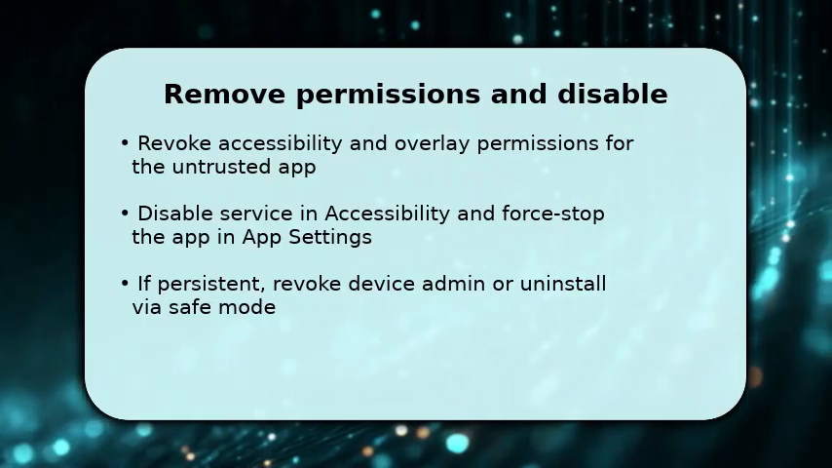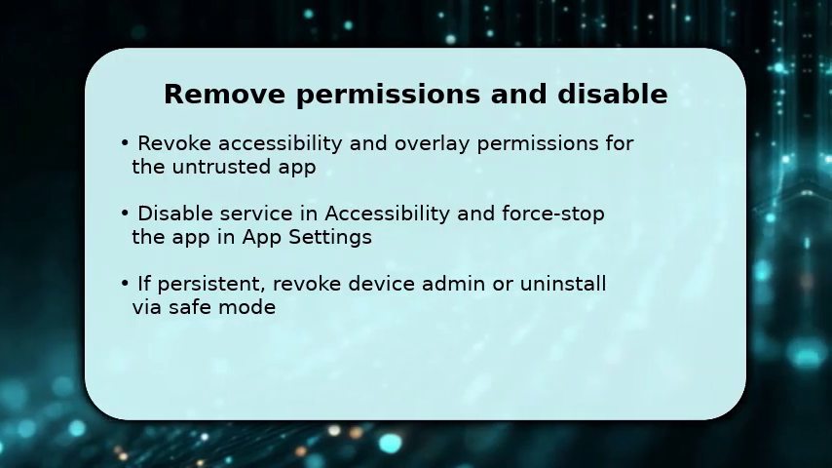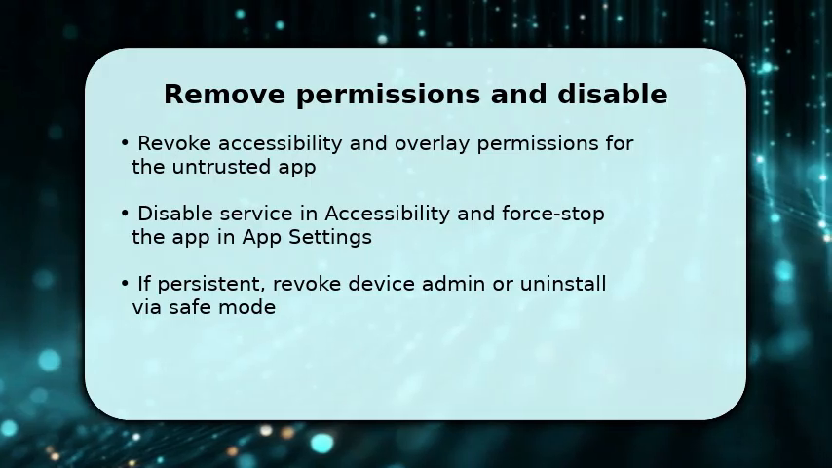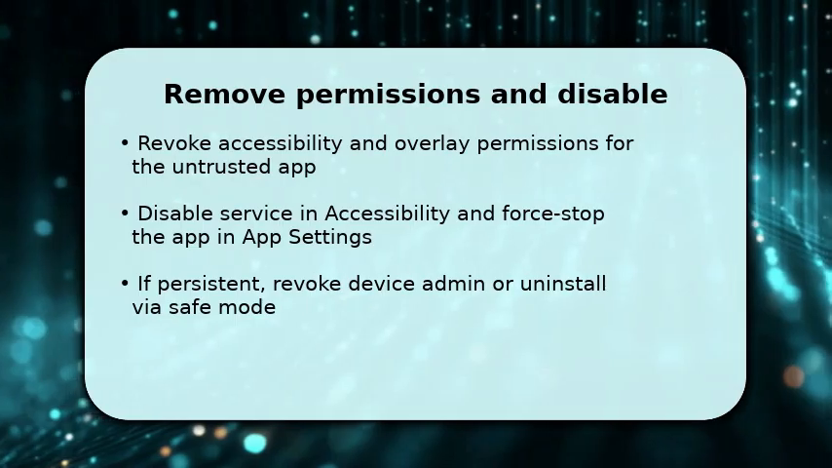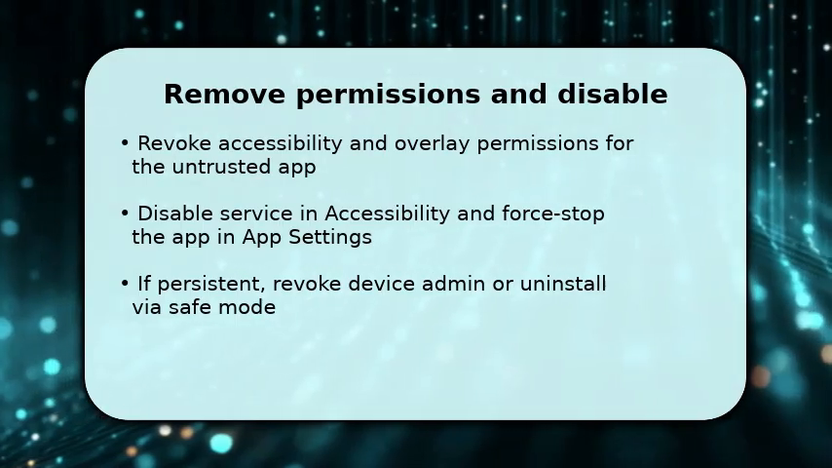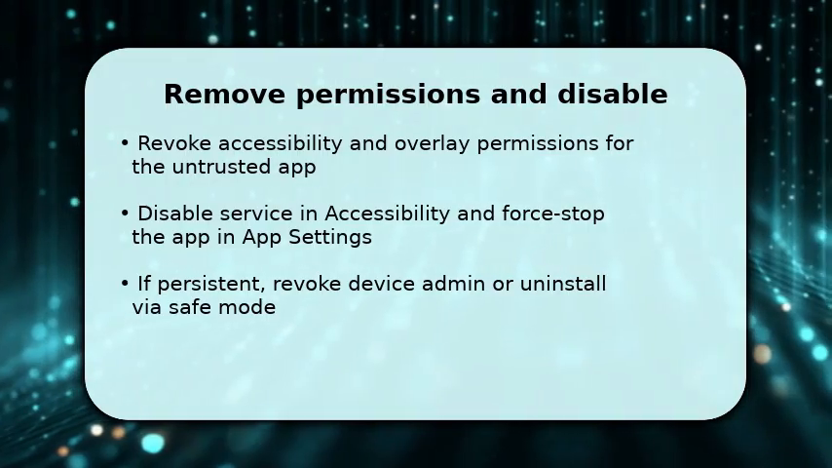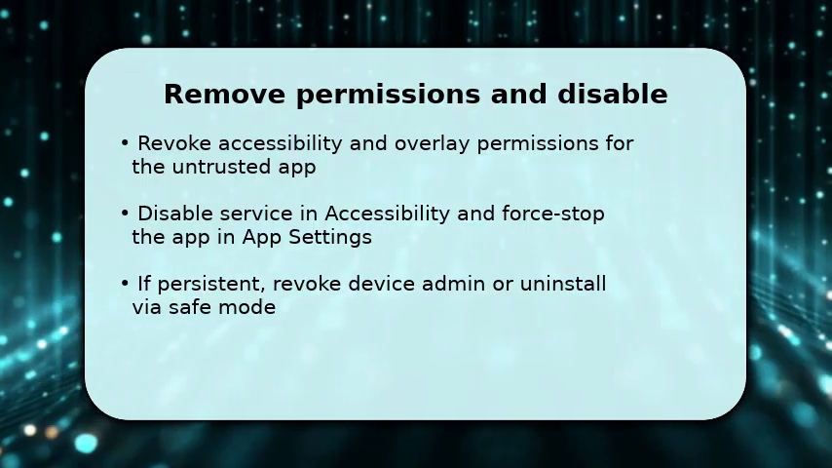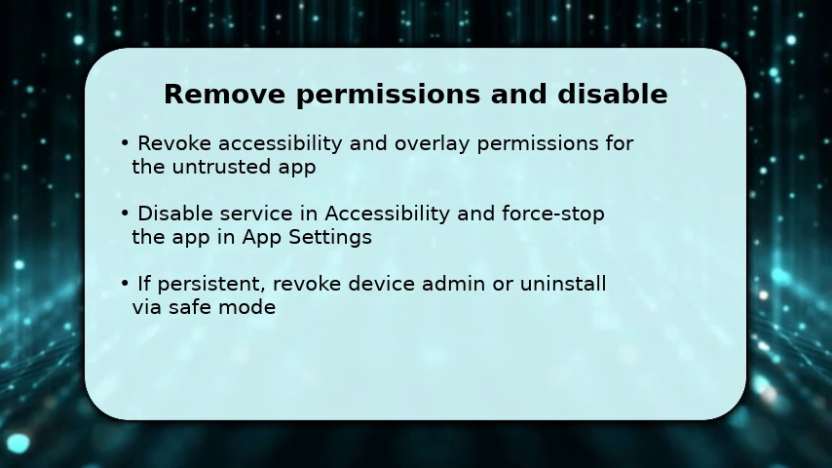Revoke accessibility and draw over permissions in the app's permissions page, because those let it intercept input and speak. Then disable the service in accessibility and force stop the app from app settings to halt activity immediately. If the app resists or re-enables itself, reboot into safe mode and uninstall from there, or revoke device admin status first. Once done, confirm no background process is active and that your trusted reader still works as expected.